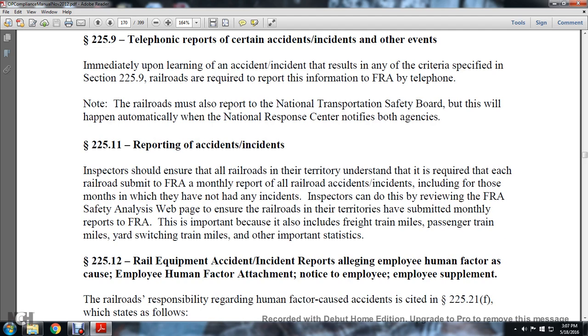225.11 Reporting accident incidents. Inspectors should ensure that all railroads in the territory understand that each railroad is required to submit to the FRA a monthly report. All railroads must include the months in which they have any accidents. Inspectors can do a review from the FRA Safety Analysis webpage to ensure the railroads in their territories have submitted monthly reports to the FRA. The report also includes the freight train miles, passenger train miles, yard switching train miles, and other important statistics.